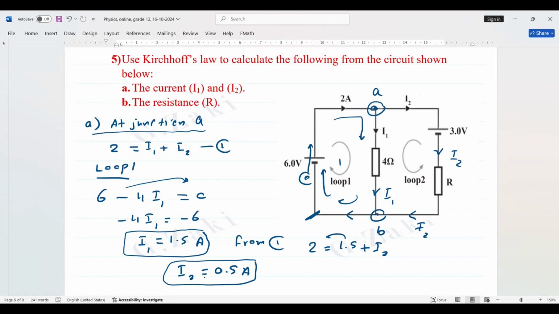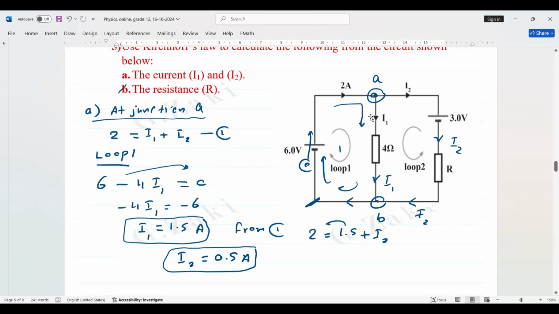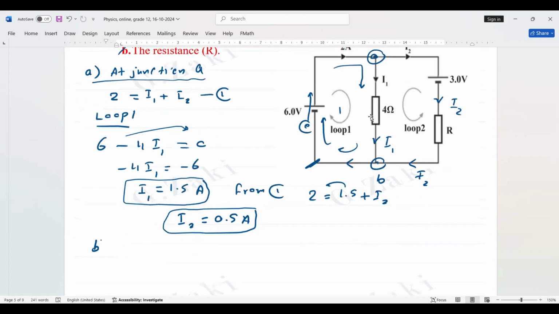What about part B? Follow me, please. We have 2 ways to solve part B. In part B, we use loop 2. I put the direction of electron flow. I start from the corner. Let us start from this corner. Now I go in this direction. Remember here, I1 is in the same direction as loop 2. Then it's negative, negative 4 I1.